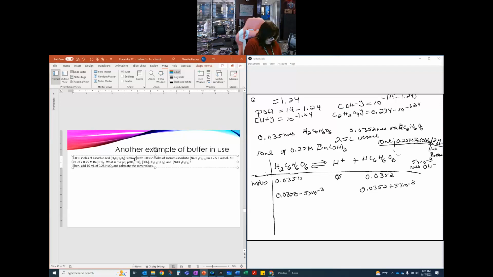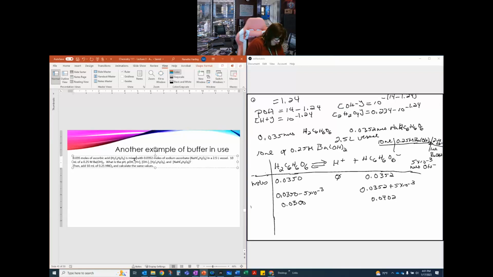So 0.0350 minus 5 times 10 to the minus 3, and that gives me 0.03. And this one, 0.0352 plus 5 times 10 to the minus 3, is going to be 0.0402. And that's the number of moles again.